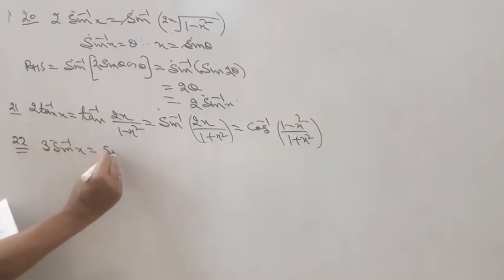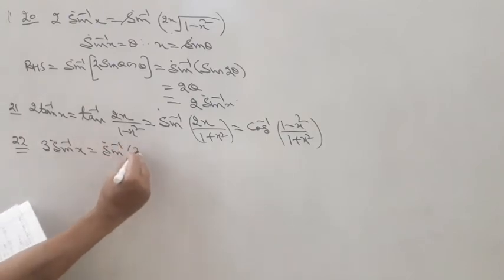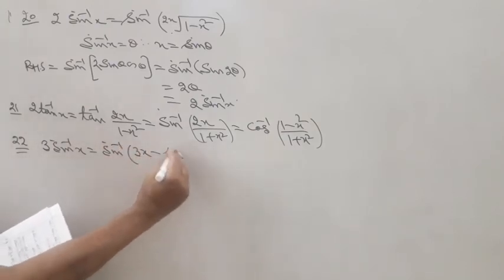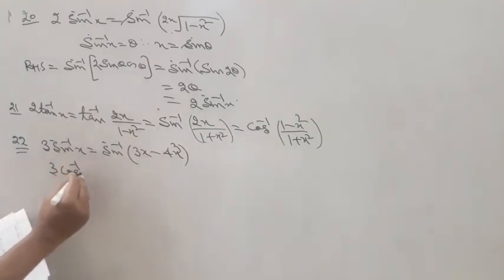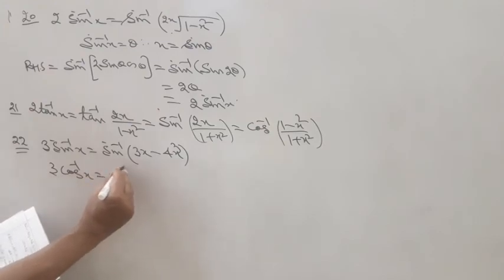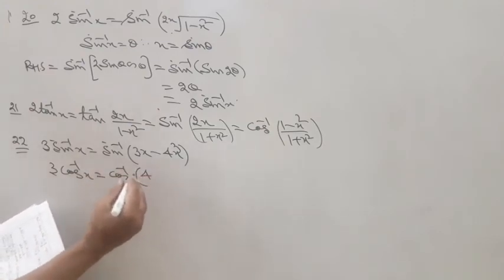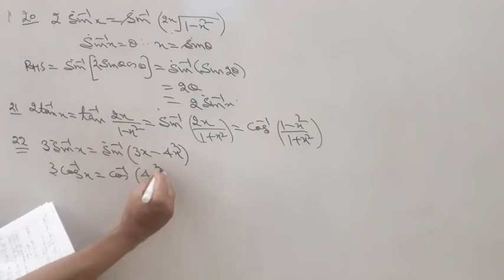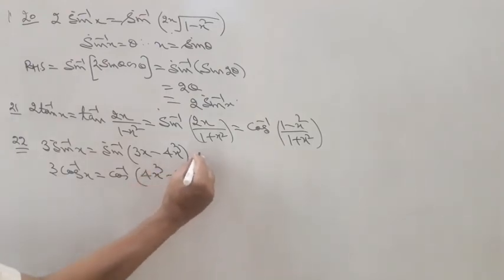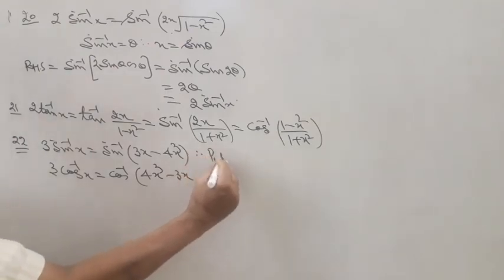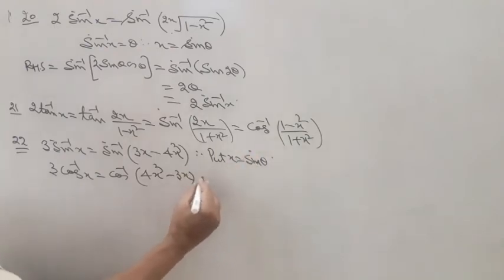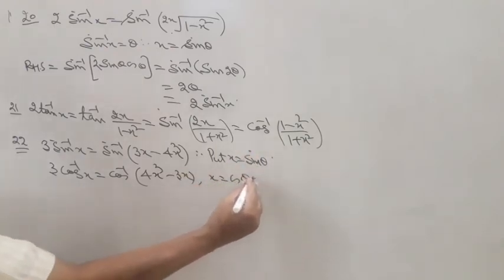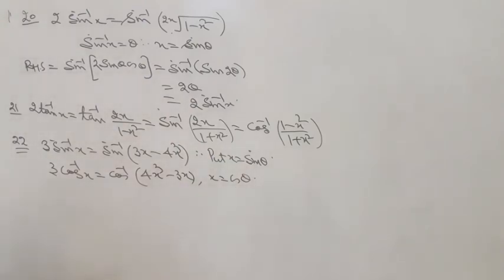On the same pattern, we can have this 22, that is 3 sine inverse x is sine inverse of 3x minus 4x cube. 3 cos inverse x is cos inverse of, in the same way, 4x cube minus 3x. Here put x is equal to sine theta, a hint is there. Here you can put x is equal to cos theta. Check out.